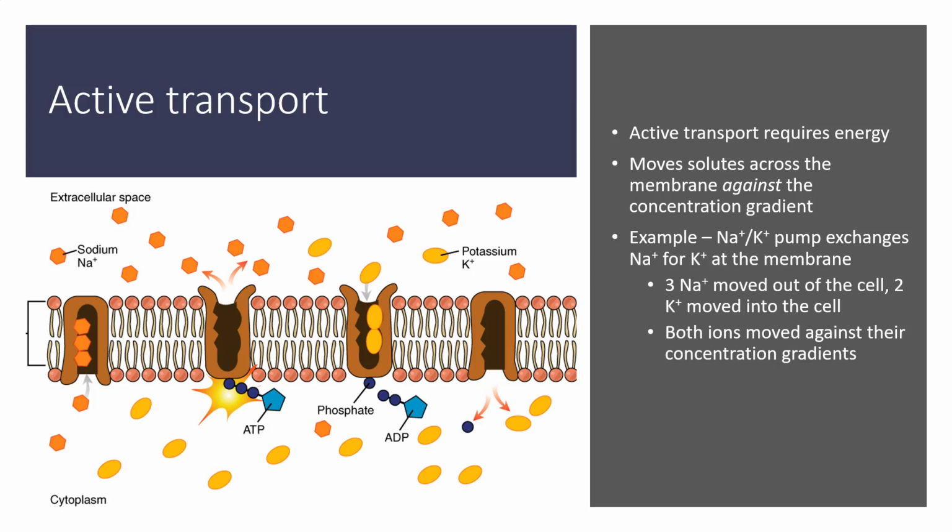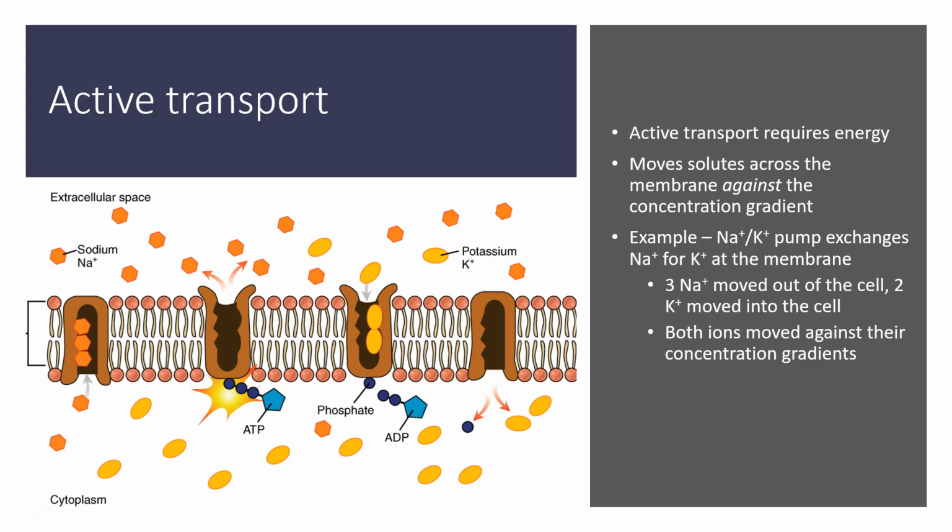A common example of active transport is the sodium-potassium pump, or you might see it as the sodium-potassium ATPase pump. This pump transports sodium out of the cell, and it moves potassium into the cell. So remember that the extracellular space has a higher concentration of sodium as compared to the inside of the cell, and so we're pushing that sodium back into that extracellular space.